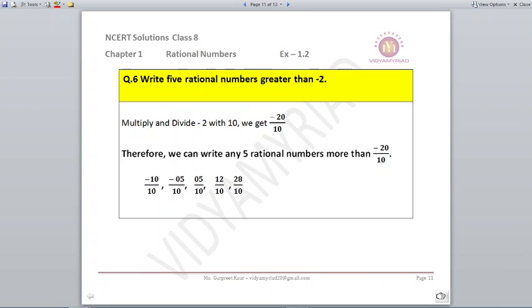Write 5 rational numbers greater than minus 2. Earlier we have done it with 2. What did we do? Multiply and divide by 10. In the same way here also we will multiply and divide by 10. It becomes minus 20 upon 10. So we have to write down greater numbers. We can write any greater numbers in the form of a fraction. That becomes minus 10 upon 10, minus 5 upon 10, 5 upon 10, 12 upon 10, 28 upon 10. So many numbers are there. Endlessly you can write down any 5.